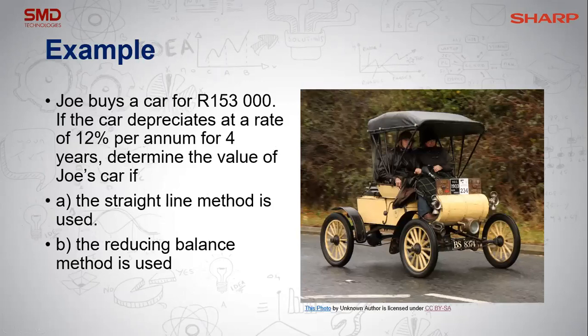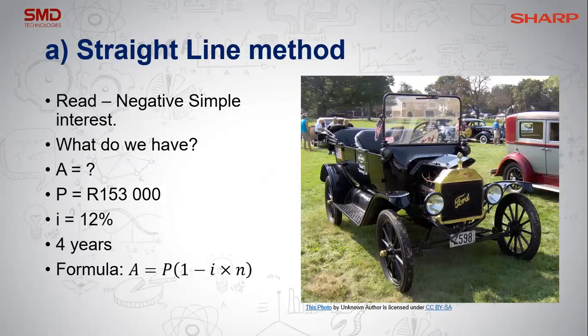If the car depreciates at a rate of 12% per annum for 4 years, how much is Joe's car worth using the straight line method and the reducing balance method? So when we see straight line method, we need to read negative simple interest. Okay, so we're going to use the formula where instead of a positive, we have a negative.